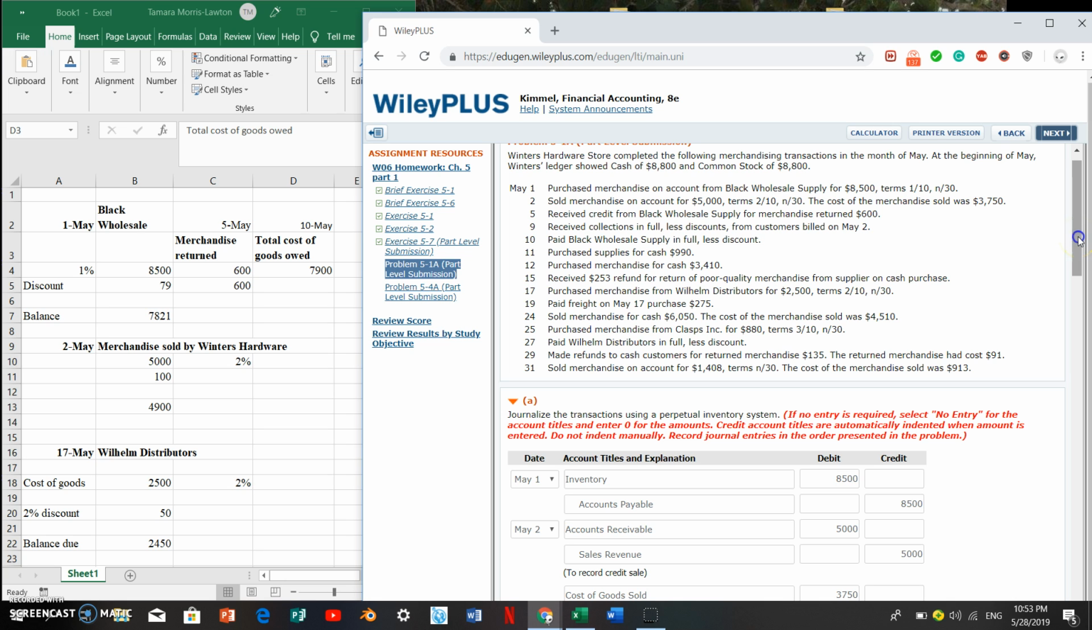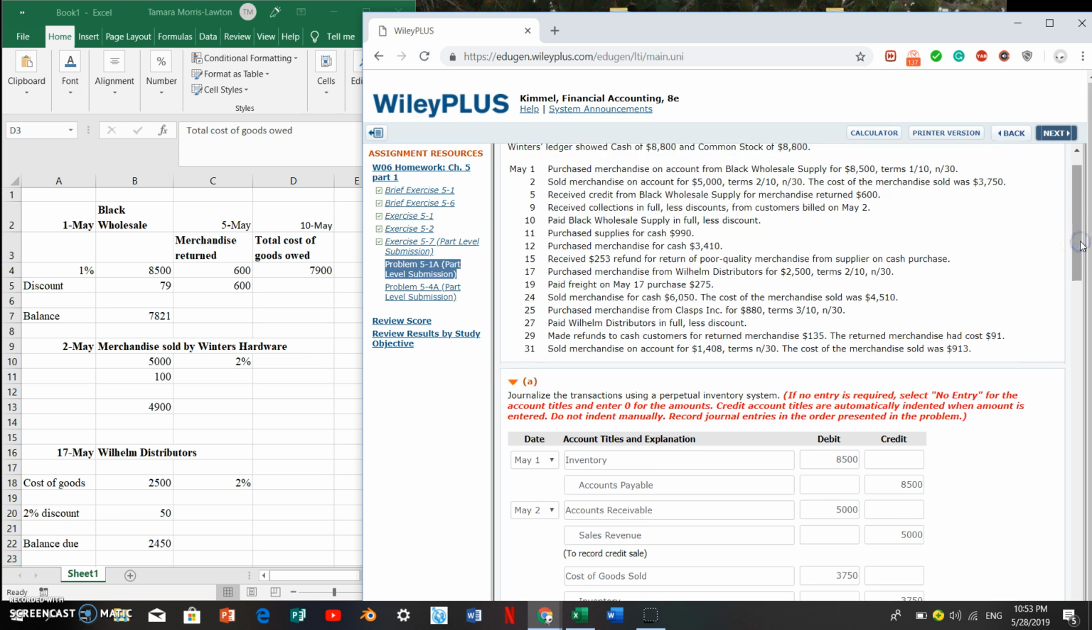On May 2nd, they sold merchandise on account for $5,000, terms 2/10, n/30. This means that a 2% discount would be given to them if they pay within 10 days. They sold this merchandise on account, so they would debit accounts receivable because they expect to receive this money. They debit accounts receivable with $5,000 and credit sales revenue with $5,000 because they have now earned that sales revenue.